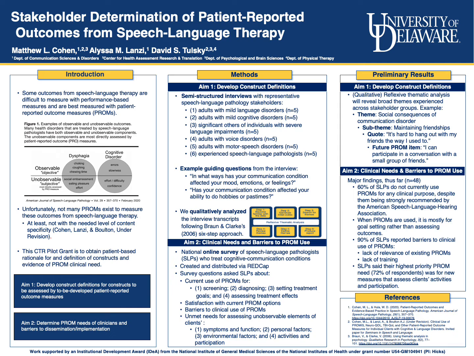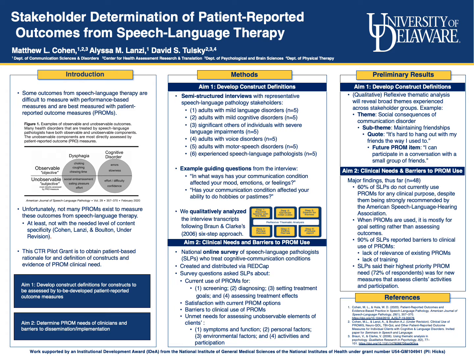Some outcomes from speech-language therapy are difficult to fully quantify with performance-based or clinician-rated measures and are better captured with patient-reported outcomes measures, or PROMs. An example from a cognitive disorder is, whereas cognitive errors or cognitive slowness are observable, cognitive effort or difficulty or confidence is unobservable to the clinician, but is often clinically useful to measure and is best done so with a patient-reported outcomes measure. Unfortunately, these and many other PROMs do not exist to measure many outcomes from speech-language therapy, at least not with the needed level of content specificity.